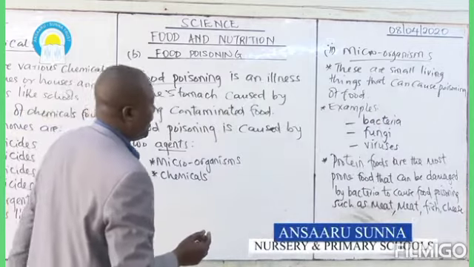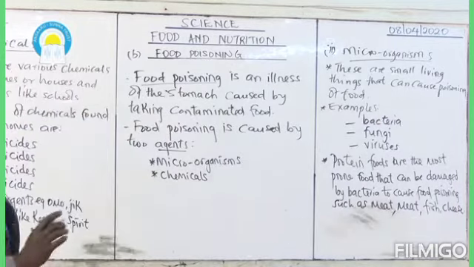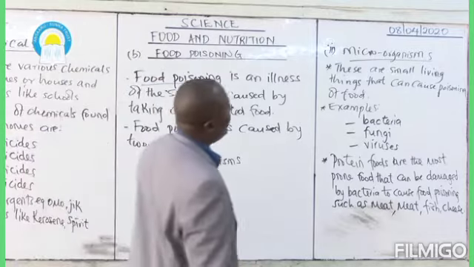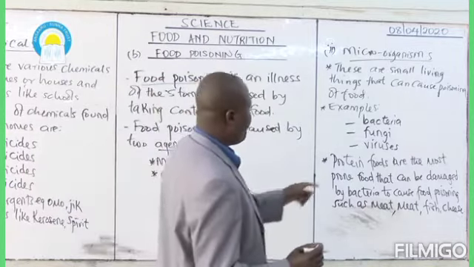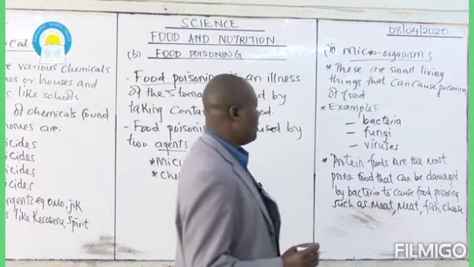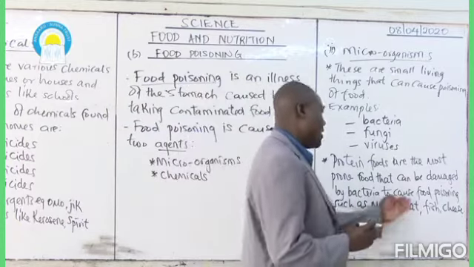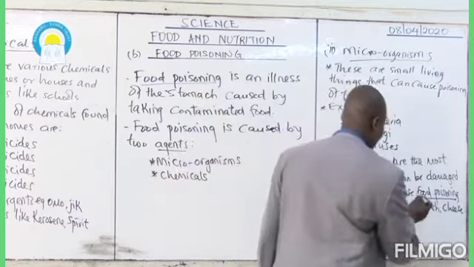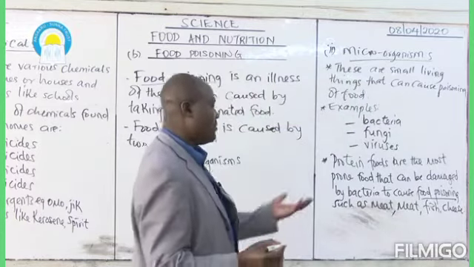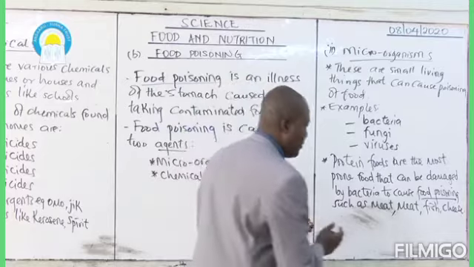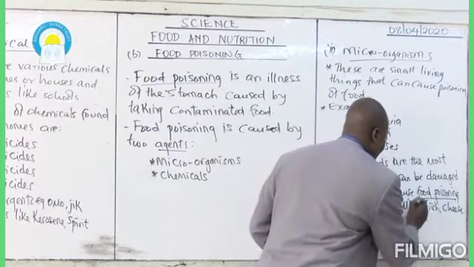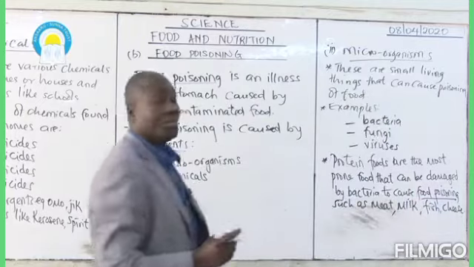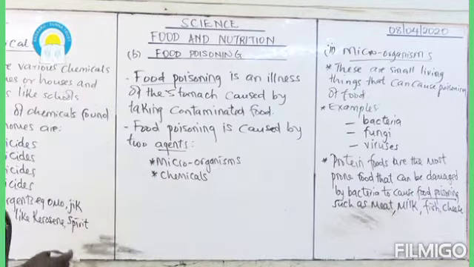Under microorganisms, protein foods are the most prone foods that can be damaged by bacteria to cause food poisoning, such as meat, milk, fish or cheese. Then from there, let us come to what we call these ones.